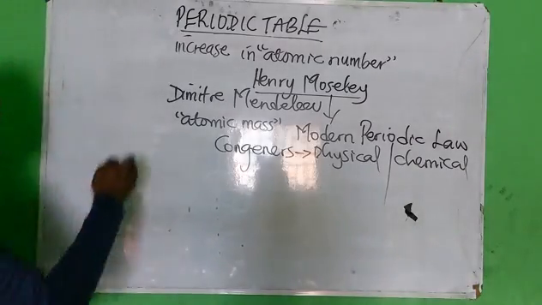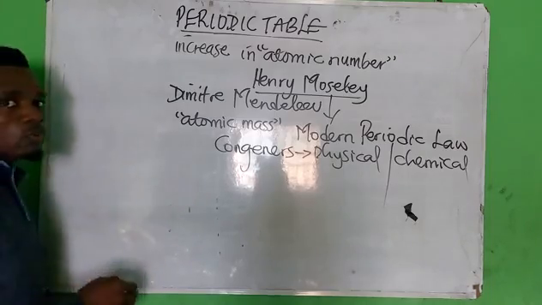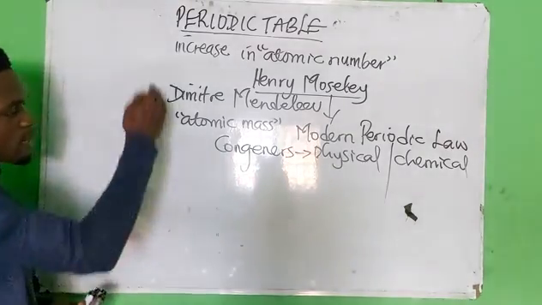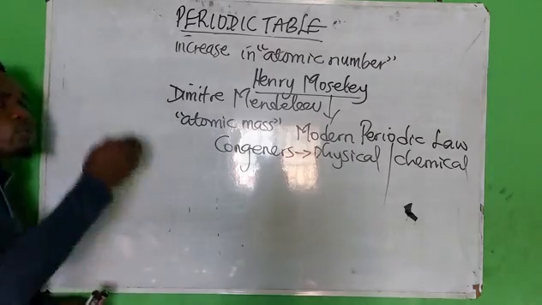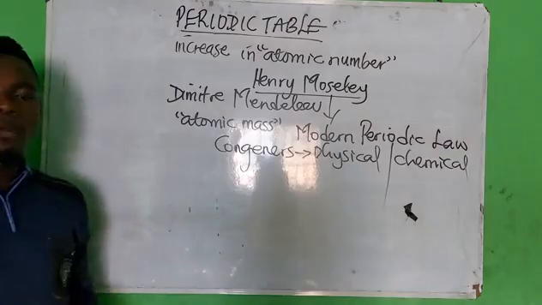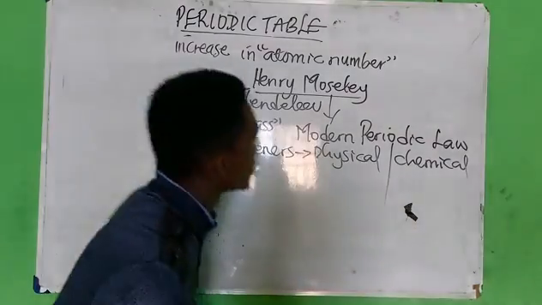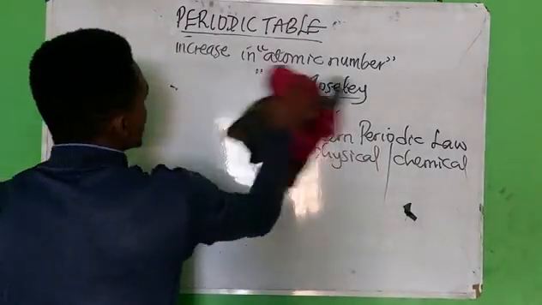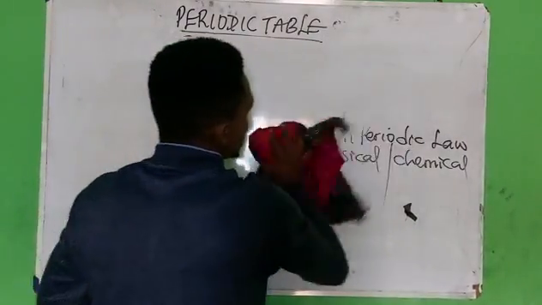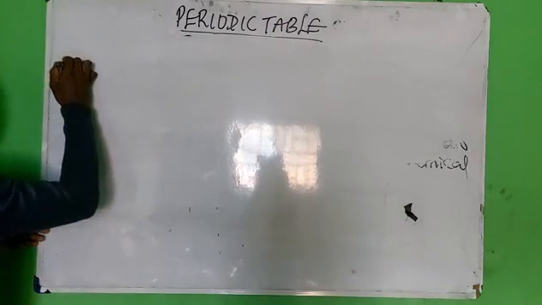Also note that the vertical arrangement of elements in the periodic table is called group, while the horizontal is called period. So let's check something out. Let me quickly use a diagram to explain it better.